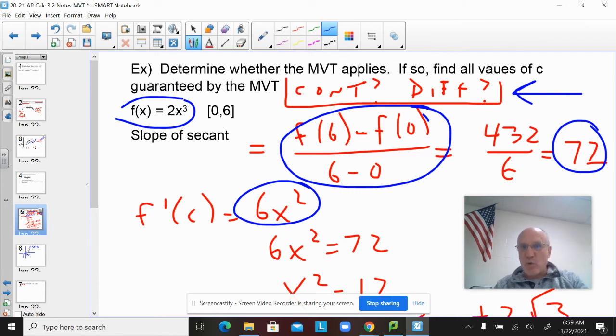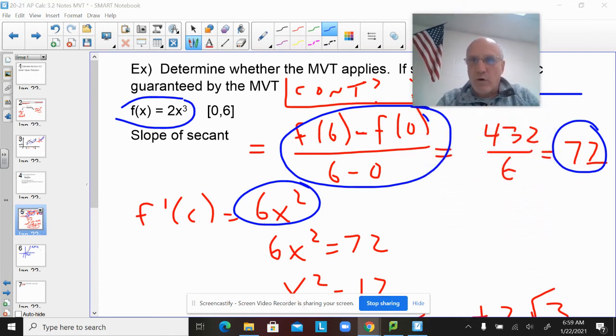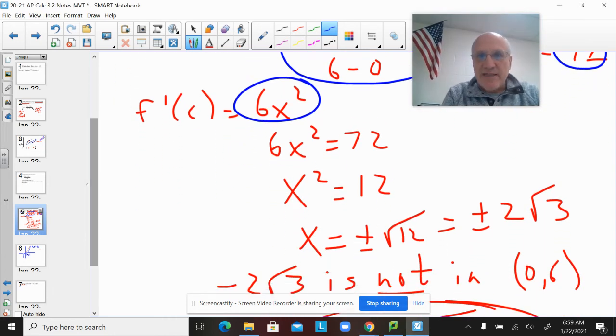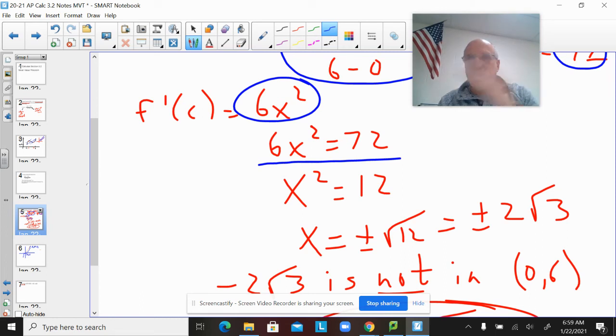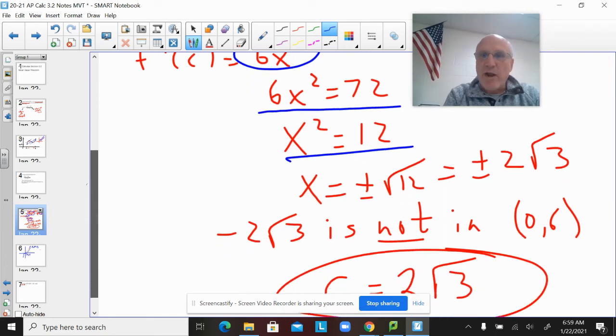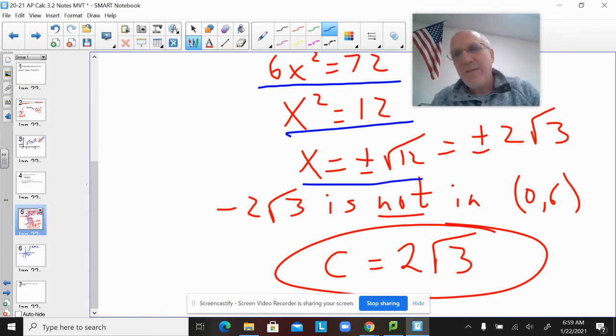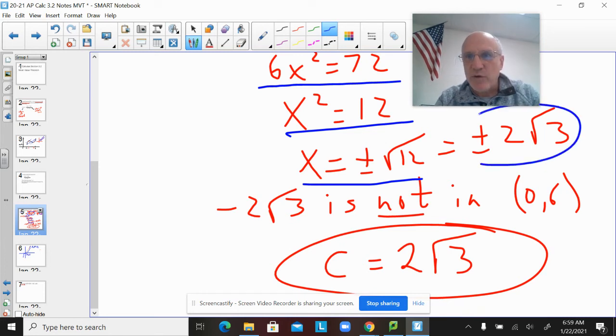So 6x squared equals 72, and then we're just solving for x or c. And so I set the derivative equals 72. I divided both sides by 6. I got x squared equals 12. I square rooted it, and I got x equals plus or minus root 12. I simplified root 12. 12 is 4 times 3, so plus or minus 2 root 3.